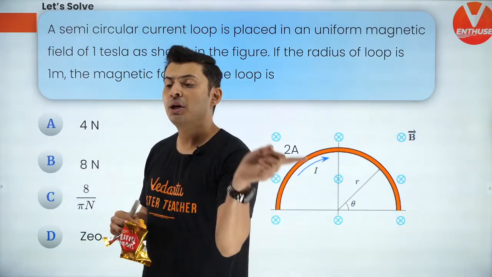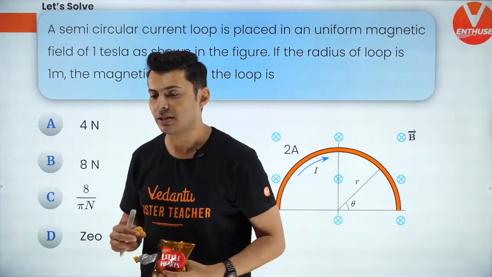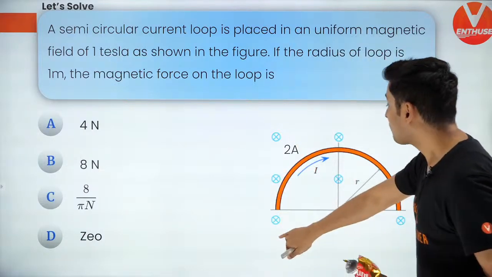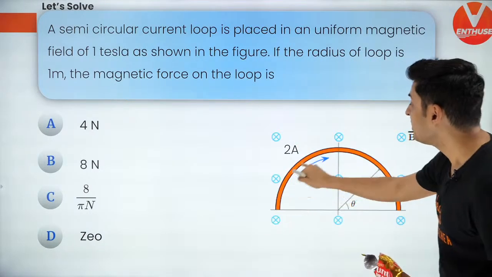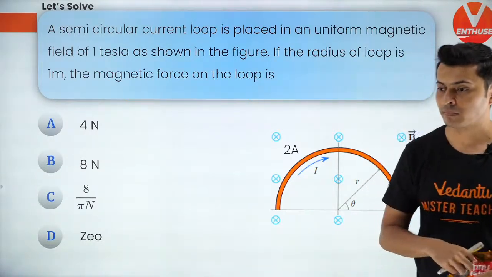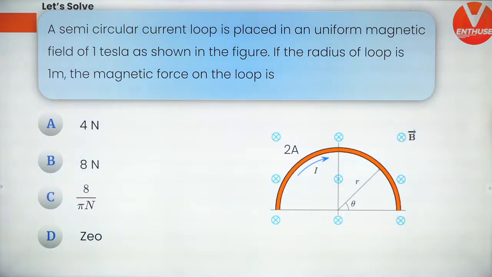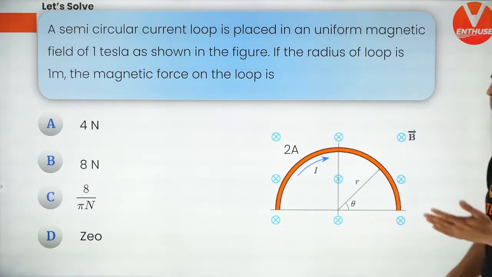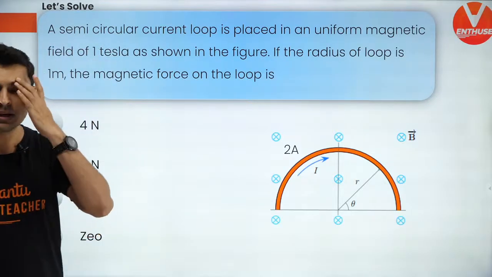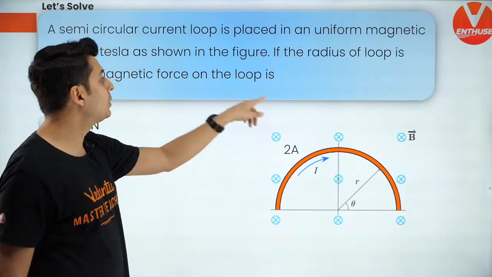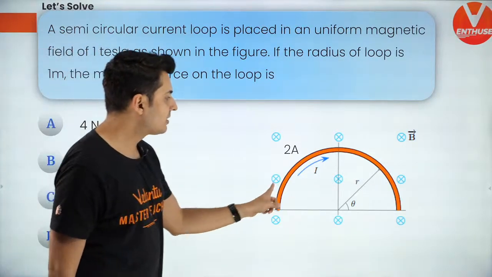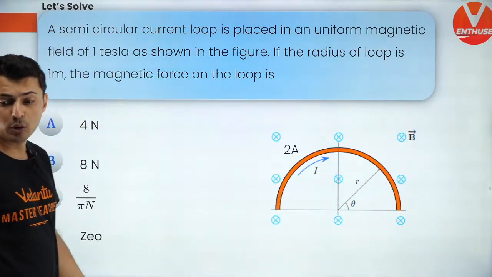Giri, only the starting point and the ending point should match. That's it. It's not a complete loop. Only the semicircle. Be careful. It's not the complete loop. Only on the semicircle how much force will act. It's not completed. Be careful.